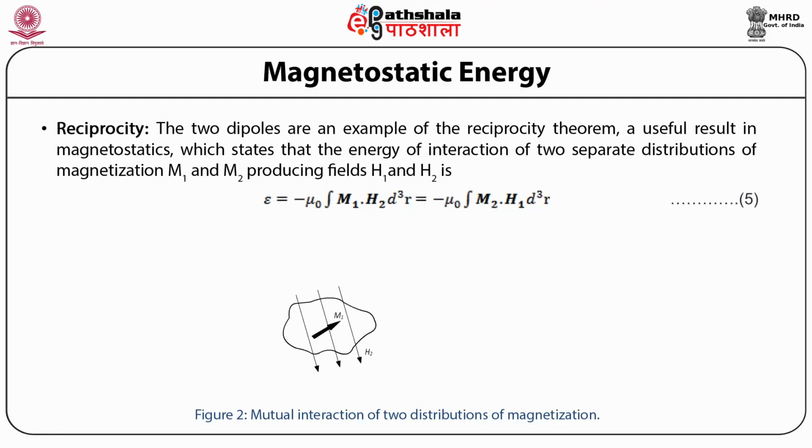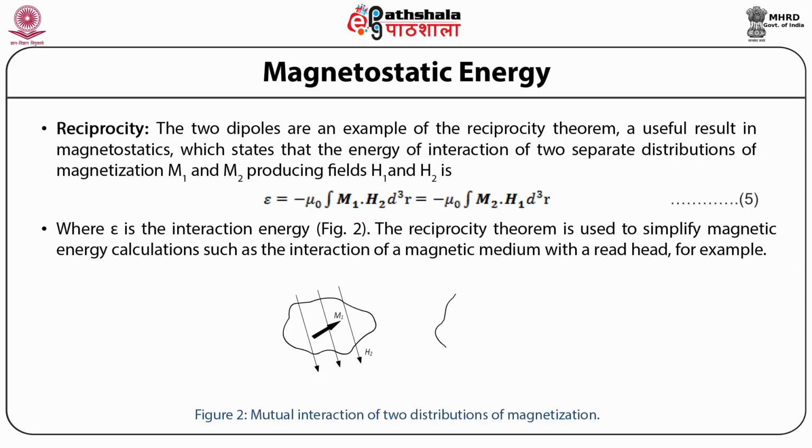Reciprocity. The two dipoles are an example of the reciprocity theorem, a useful result in magnetostatics, which states that the energy of interaction of two separate distributions of magnetization M1 and M2 producing fields H1 and H2 is epsilon is equal to minus mu 0 times the integral of M1 dot H2 d cube r, which is equal to minus mu 0 times the integral of M2 dot H1 d cube r, where epsilon is the interaction energy. The reciprocity theorem is used to simplify magnetic energy calculations, such as the interaction of a magnetic medium with a read head. For example, H local is equal to Hd plus Hl.